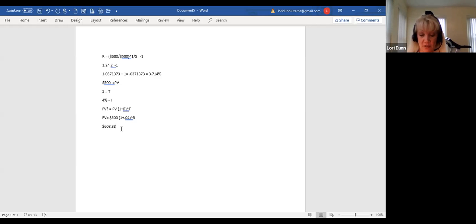Solving for the second one, your N remains at 5. Make sure your I is at 4. Present value at 500 or negative 500, and then use your arrow keys to go down. Make sure your cursor is flashing near the future value. Alpha, enter, and you get your result of 608.33. Are there any questions on that?